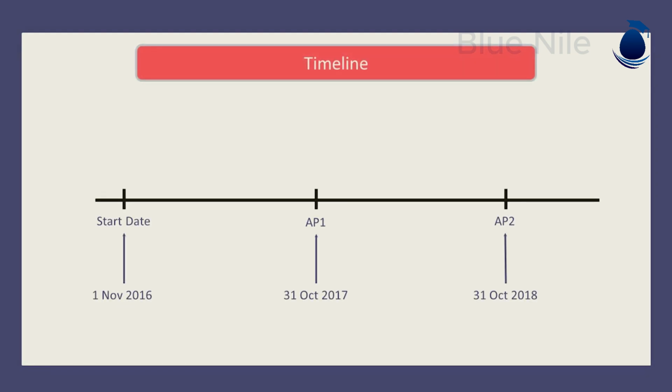We start with the timeline. Black lines to show the 1st of November 2016 as the start date, 31st of October 2017 as the end of accounting period 1, and 31st of October 2018 as the end of accounting period 2. Blue lines to show tax year ends, 5th of April 2017, 2018 and 2019.